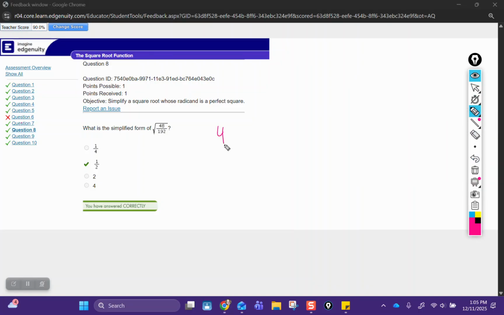Okay. So 48 over 192. If I cut these both in half, I get 24 and let's see, half of 192 is 96. These numbers are both even, so I can cut them in half again. That's 12 over 48. Now 12 goes into 48 4 times. This actually simplifies all the way down to 1/4.